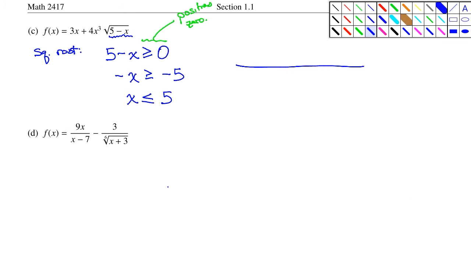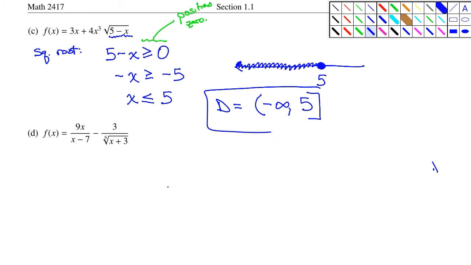We can still draw the number line. We have 5 in this case, but because the equality part is there, we fill it in. And then since x is less than or equal to 5, we shade on the left side. And this tells me that the domain is from negative infinity to 5, and because it includes the 5, we use the square bracket. And that's our domain.